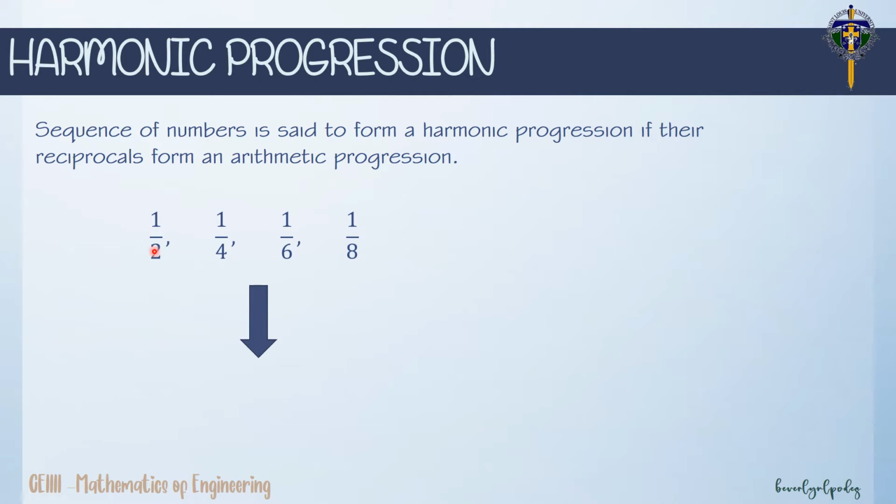This is 1/2, 1/4, 1/6, and 1/8. So if we take the reciprocal of these numbers, that becomes 2, 4, 6, and 8. If we observe, these 2, 4, 6, and 8 form an arithmetic progression because they have a common difference, which is 2.